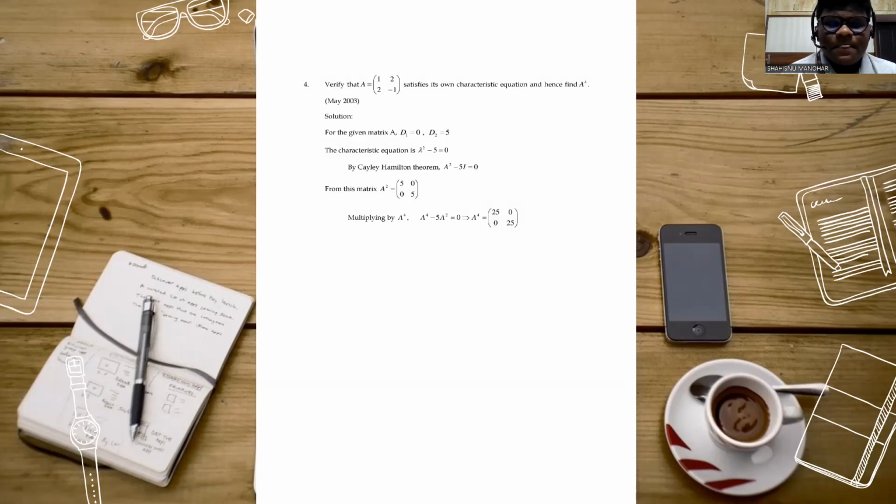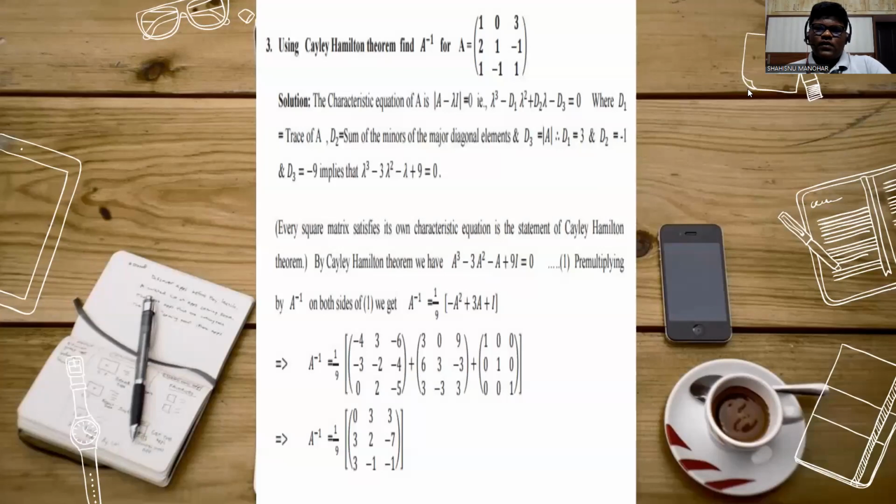Now, multiplying with A square gives us A power 4 minus 5A square is equal to 0. And A power 4 simply becomes [25, 0; 0, 25] because we're just multiplying 5 with again 5 of the identity matrix. Here is another equation. Just look at it. Now we'll move on to the next one.